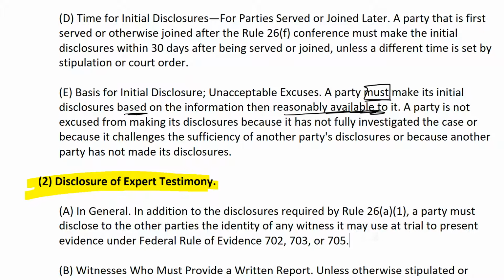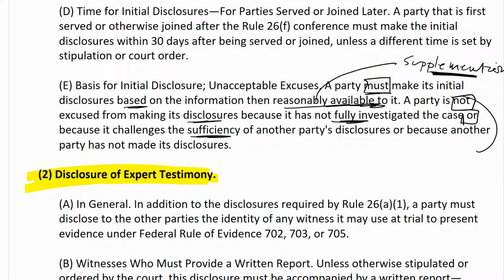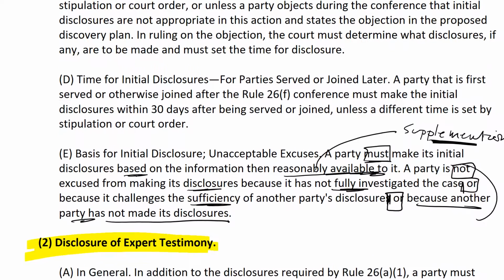And in a little bit, we'll talk about the duty of supplementation, right? What if you've gotten something wrong and you later find that your disclosure is wrong, do you have to supplement? And we'll talk about that in a bit. This is important. A party is not excused for making its disclosures because it is not fully investigated, or because it challenges the sufficiency of another party's disclosures, or, especially this last clause, because another party has not made its disclosures. In other words, even if the other party refuses to make disclosures, you still have to make your disclosures.